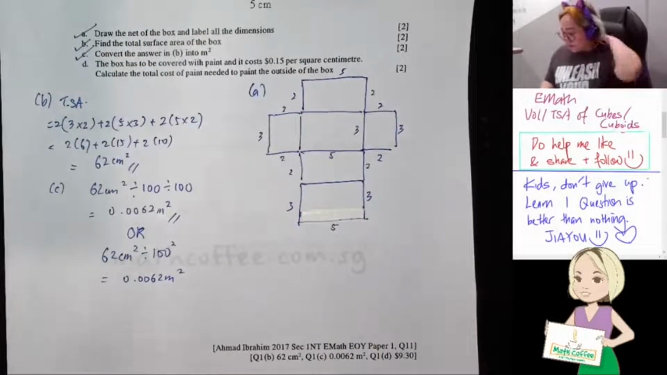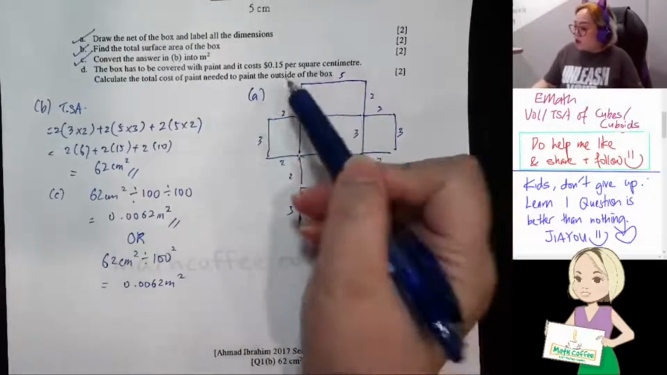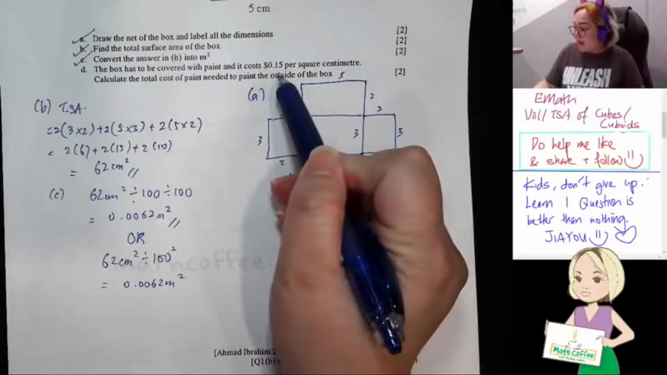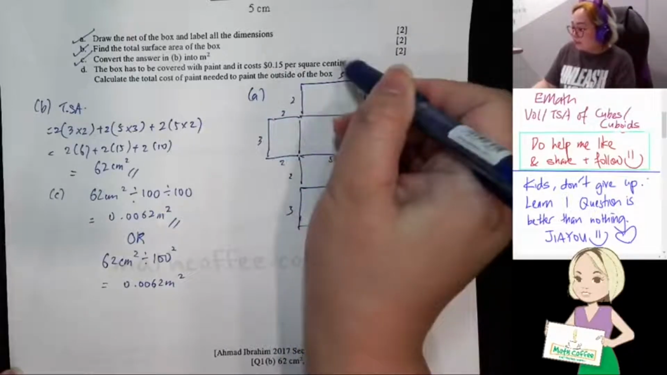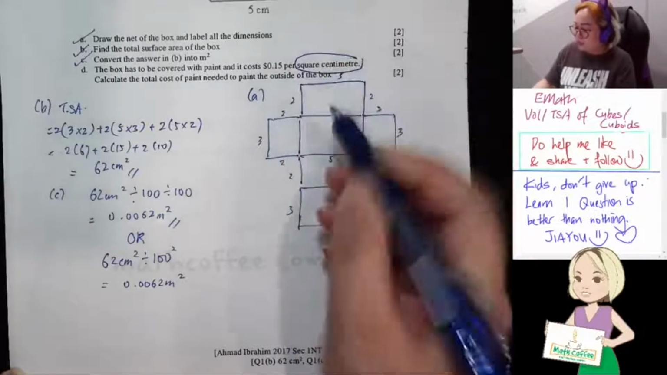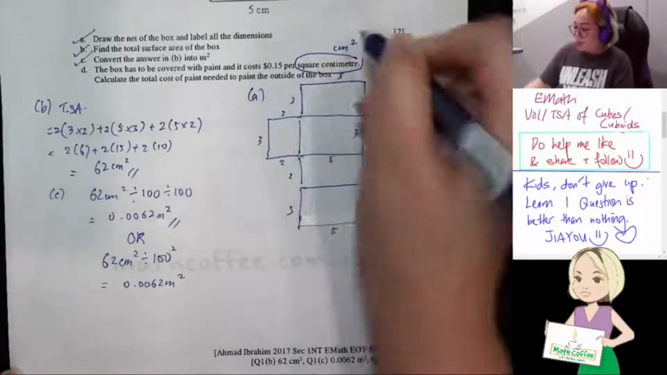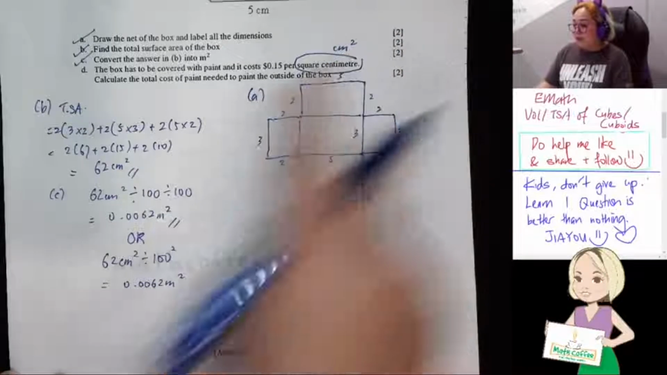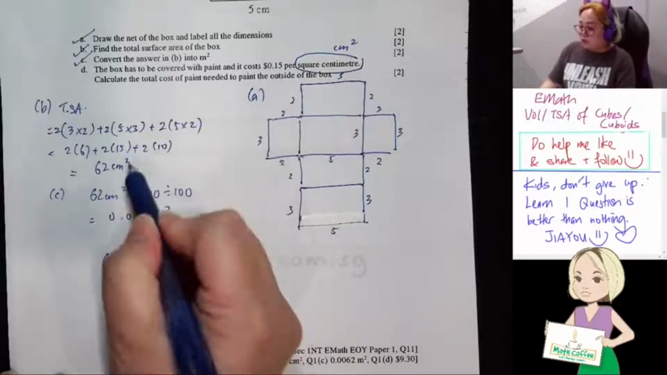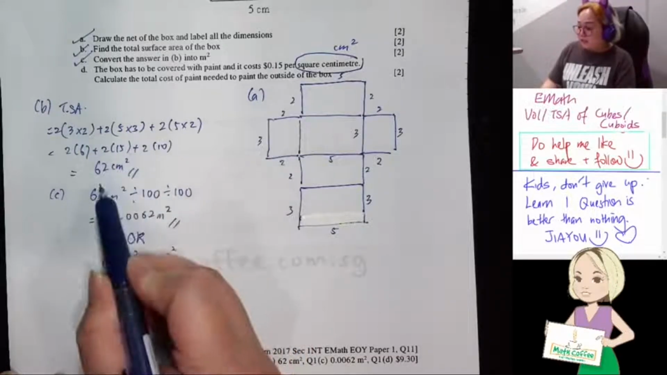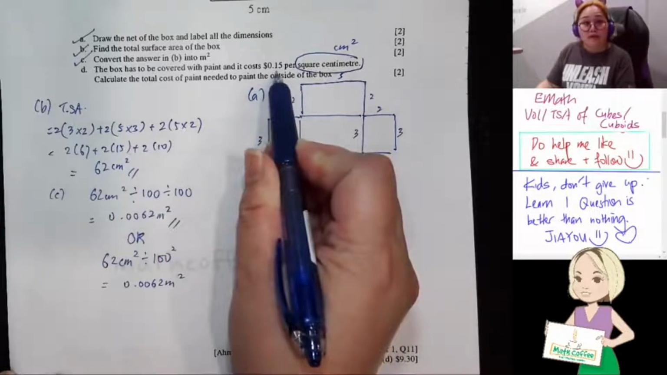Now next, they say the box has to be covered with paint, and it will cost you $0.15 per square centimeter. So look at this one, this is very important. So this is cm squared. In other words, I already calculated our total surface area. That means we will use this. Just take 62 multiplied by 0.15.